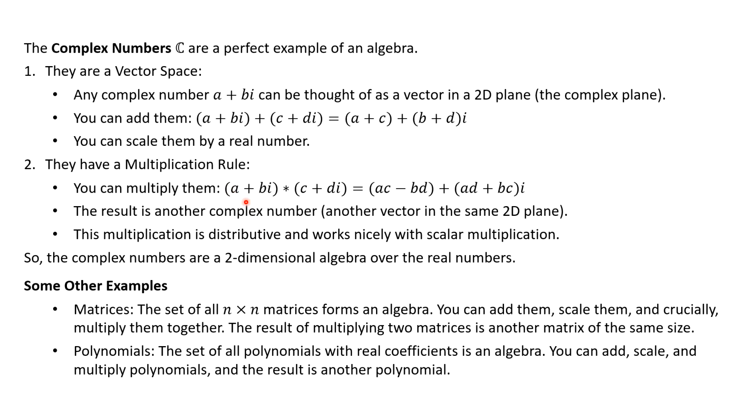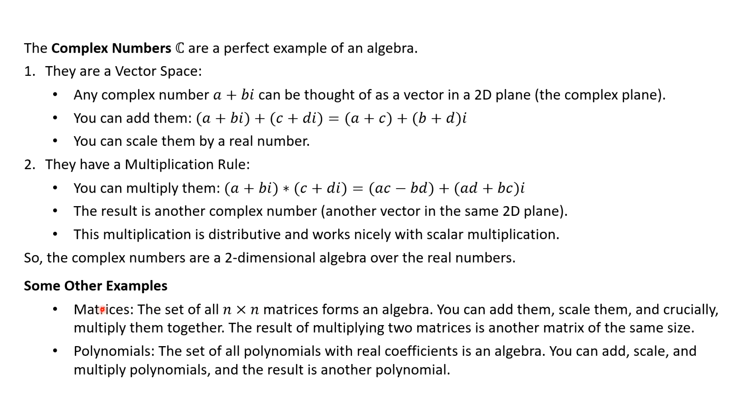You just multiply the a times the c, the bi times the di. Since i is the square root of minus 1, you get minus bd. And then the other terms are bci and adi. So you get another complex number. So that's the multiplication rule. As I said, I won't go through the details here, but multiplication is distributive and works nicely with scalar multiplication. So the complex numbers are a two-dimensional algebra over the real numbers.